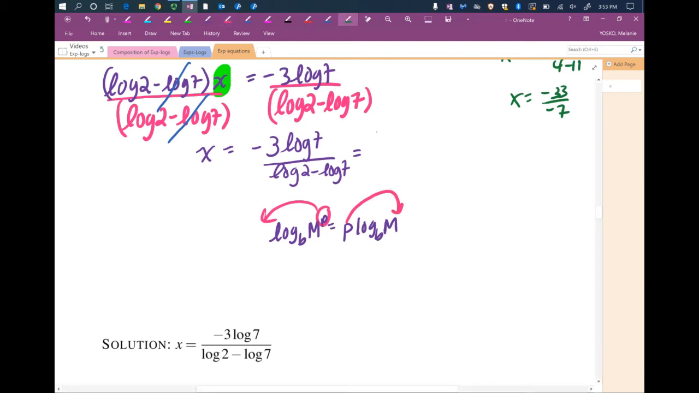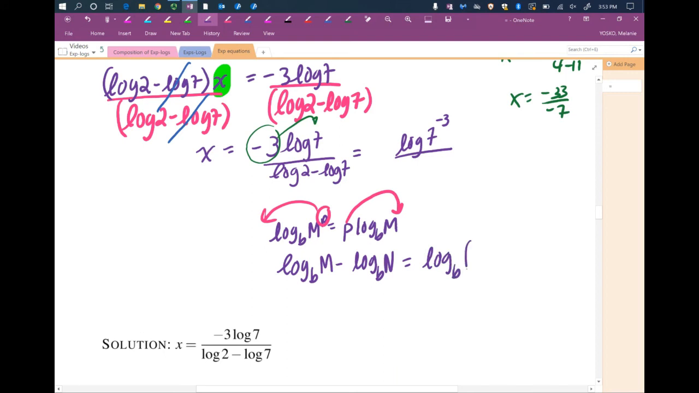So you could really write this, bring this back. This could be like log of 7 to the negative 3. And in the denominator, we have log 2 minus log 7. So we have a rule that says log base b of m minus log base b of n is the same as log base b of m divided by n. So you could also write the bottom as the log base 10, or log of 2 divided by 7. So both are correct.